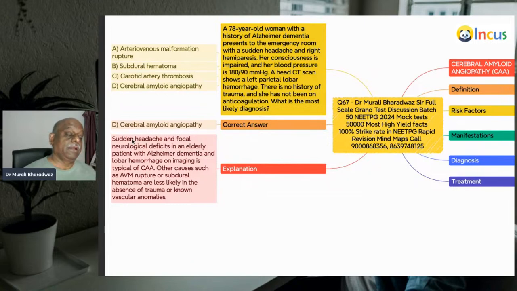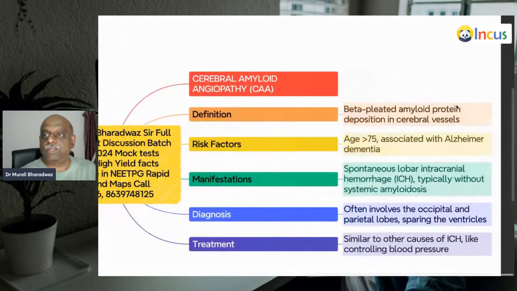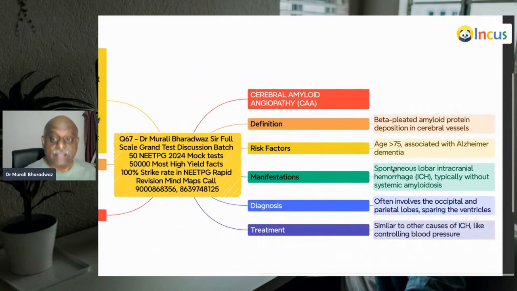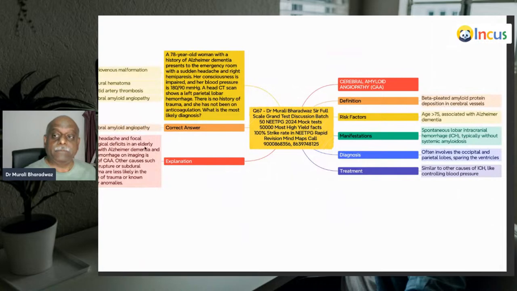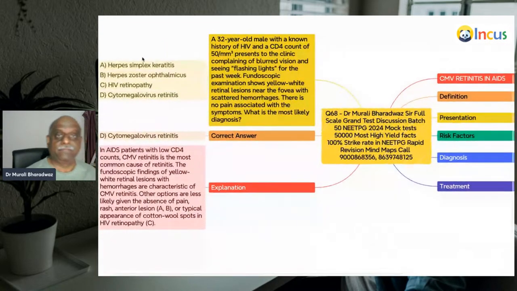78-year-old with Alzheimer's dementia, sudden headache, focal neurological deficits, who has a lobar hemorrhage, is indicative of cerebral amyloid angiopathy, which is because of the beta-pleated amyloid proteins of Alzheimer's depositing in the cerebral vessels. Any age more than 75 with Alzheimer's dementia is a very, very important risk factor for amyloid angiopathy, doctor.